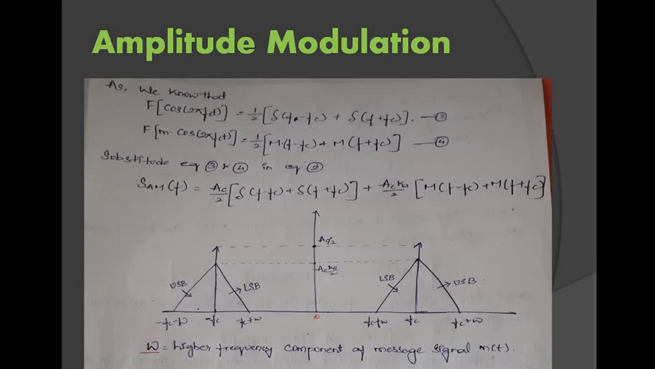So when you modulate this message signal in terms of amplitude modulation, your frequency bandwidth will be doubled. If the maximum spectrum is doubled, then there is a loss of your signal, and over modulation will occur.